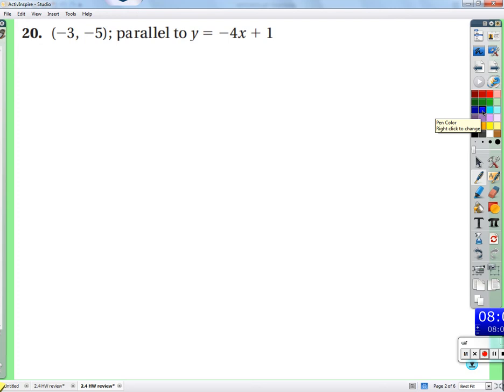So we got a point. That's good. Well, what else do we need? We need another point, or we need a slope. That's really what we need. There's not really anything else that we could partner with that point and get the equation of the line. We either need a second point, or we need the slope.